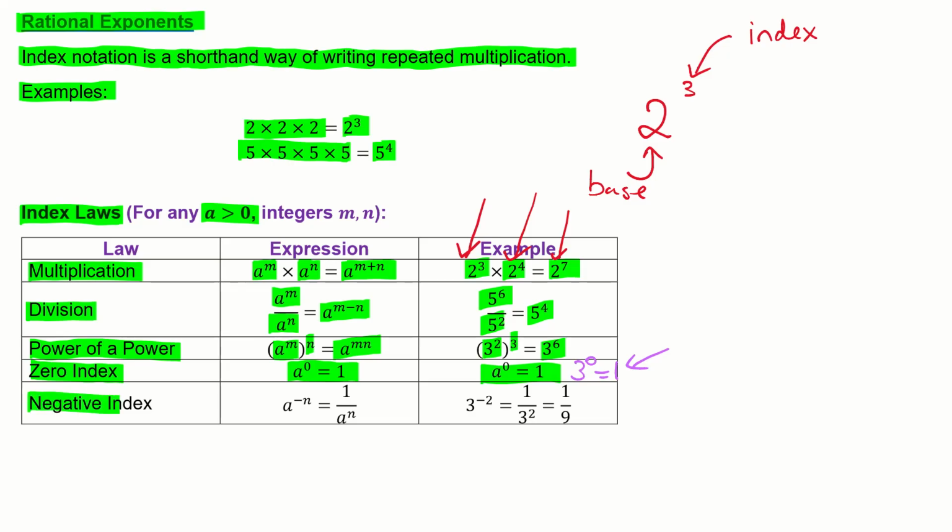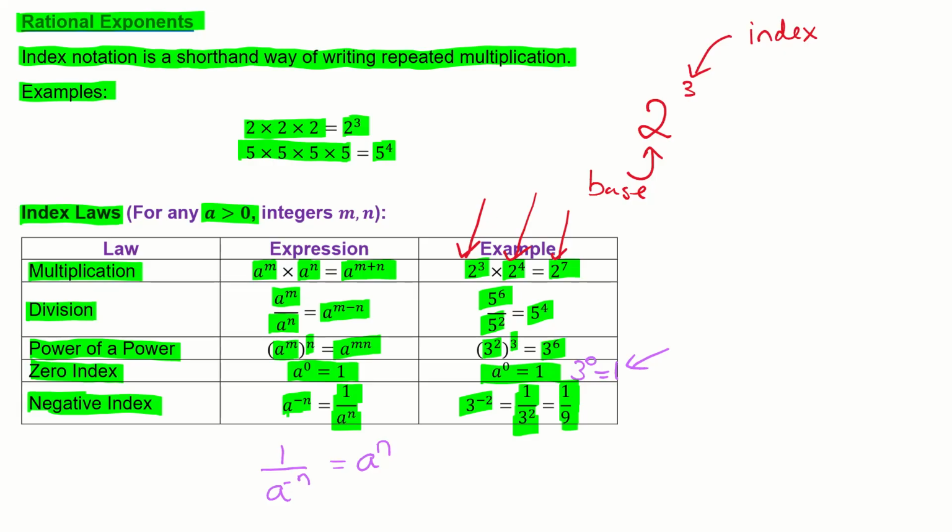And then we have the negative index law. A to the negative n is 1 divided by a to the n. Note that that can be used to move a negative index on the bottom onto the top as well. For example, 3 to the negative 2 means 1 over 3 squared, and then we can evaluate that because 3 squared means 3 times 3, so that's 1 over 9.